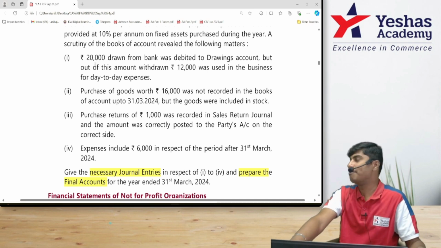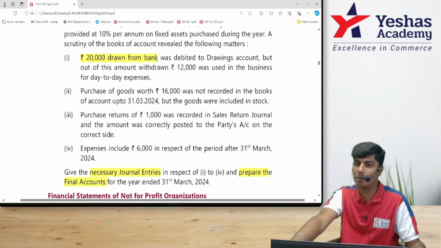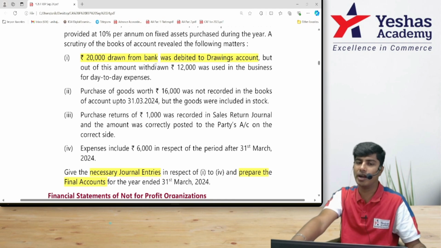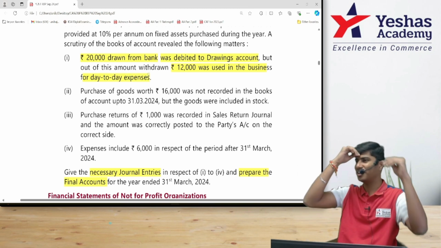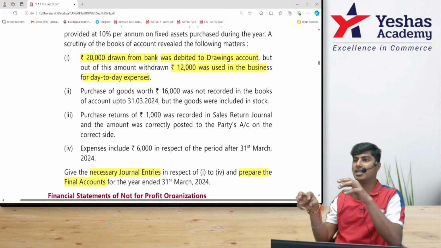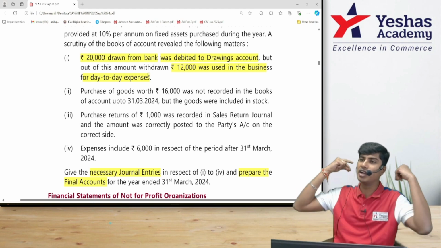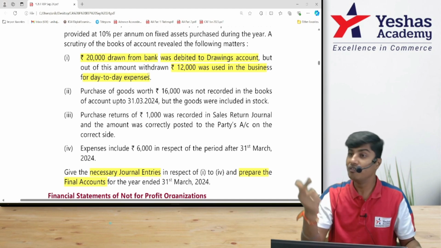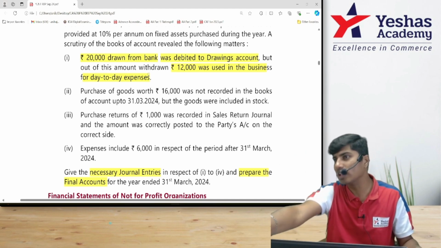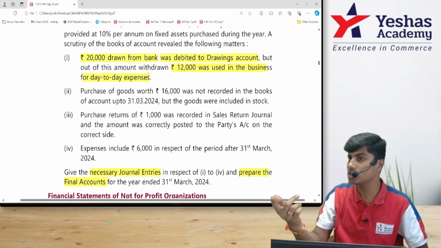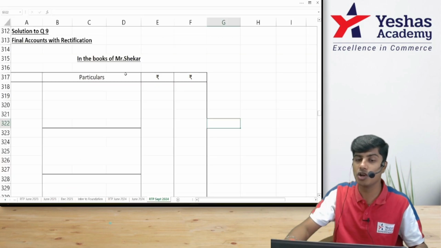Okay, done. Yeah, start. Rupees 20,000 drawn from bank. Drawn from bank means withdrawn from bank was debited to drawings. But out of this amount withdrawn, 12,000 was used in business for day-to-day expenses. We went to bank and we withdrew 20,000. In that, 12,000 is for business, 8,000 is personal drawings. What did we do? We wrote full 20,000 to drawings only. So we have written the entry drawings account debit to bank. We should have written that for 12,000, but we have written this entry for 20,000. So additionally 8,000 is debited to drawings.